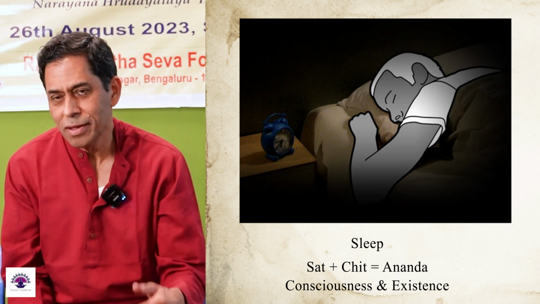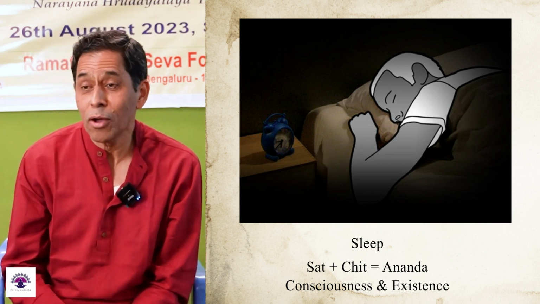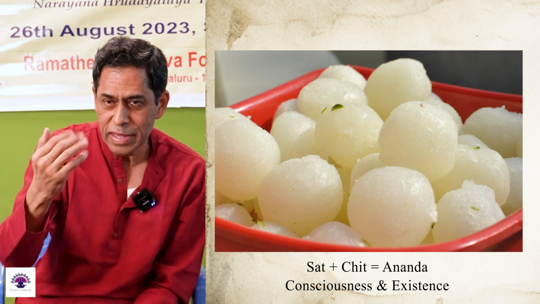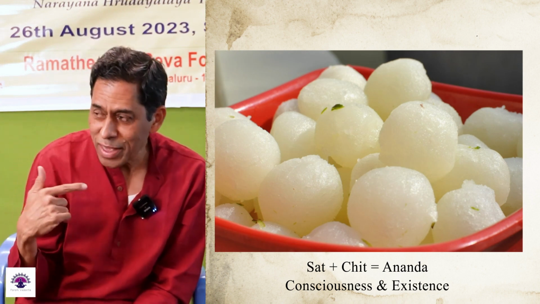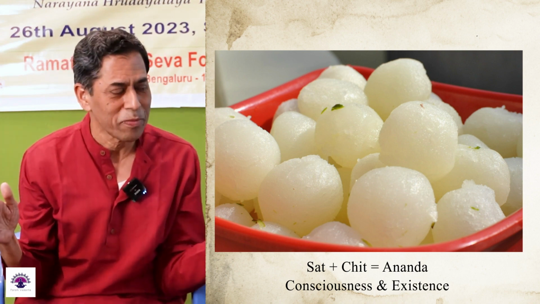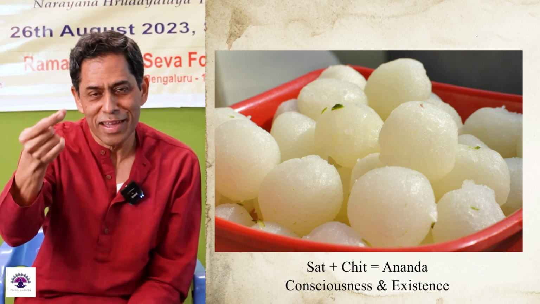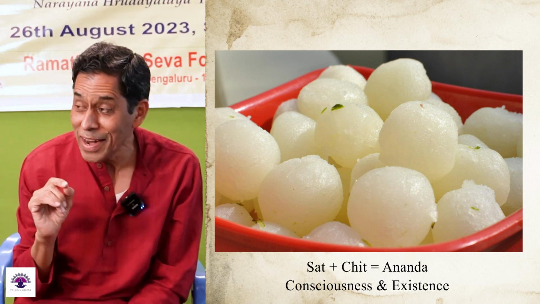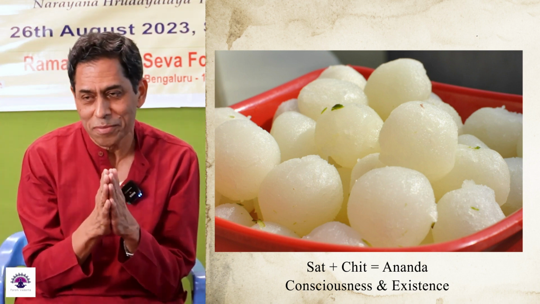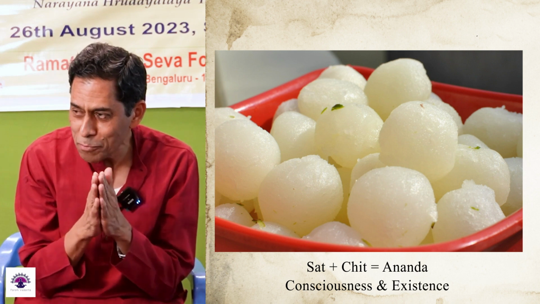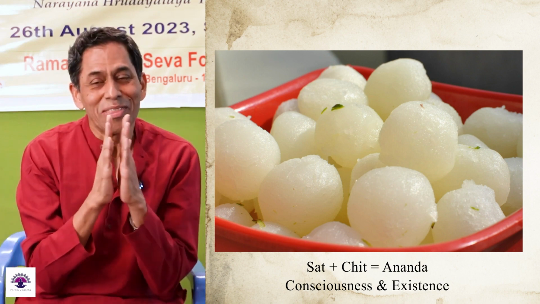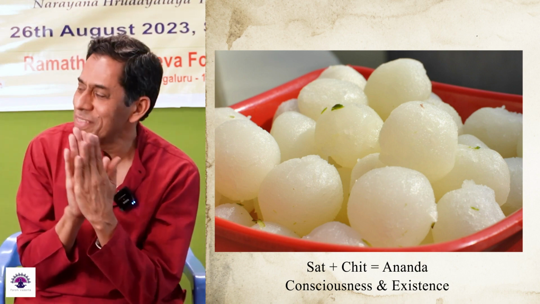Now, in the world outside, Swamiji has given an example of a Bengali who loves Rasagulla. Just imagine there is a Bengali who is seeing Rasagulla on a plate, and as long as there is a separation between existence there and consciousness here, there is samsara. So what does he do? The moment he gets a chance, he will take the Rasagulla and put it in his mouth and then close his eyes. Then what has happened? Sat and Chit have become together. The moment Sat and Chit have come together, temporarily you have Ananda.